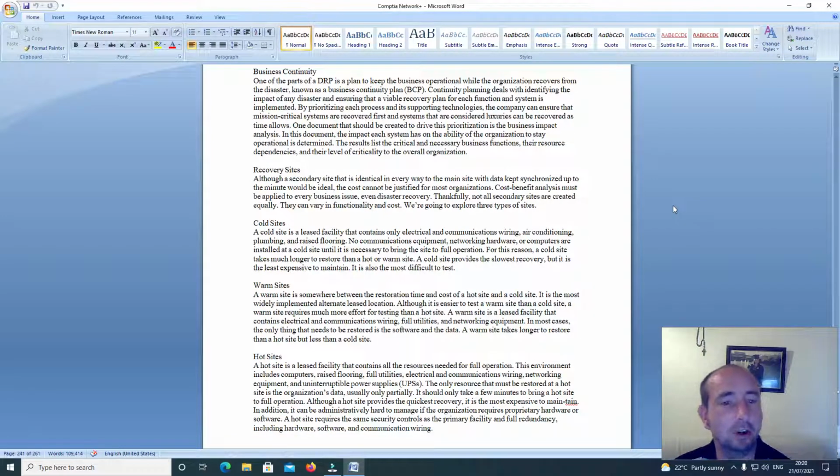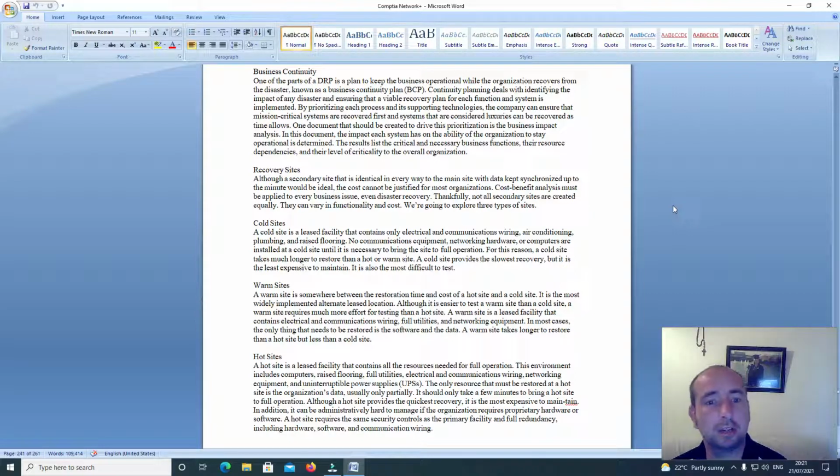Business continuity. One of the parts of the DRP is a plan to keep the business operational while the organisation recovers from the disaster, known as a Business Continuity Plan (BCP). Continuity planning deals with identifying the impact of any disaster and ensuring that a viable recovery plan for each function and system is implemented. By prioritising each process and its supporting technologies, the company can ensure that mission-critical systems are recovered first, and the systems that are considered luxuries can be recovered as time allows.